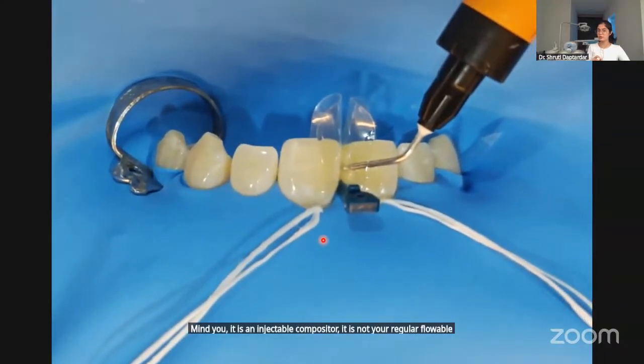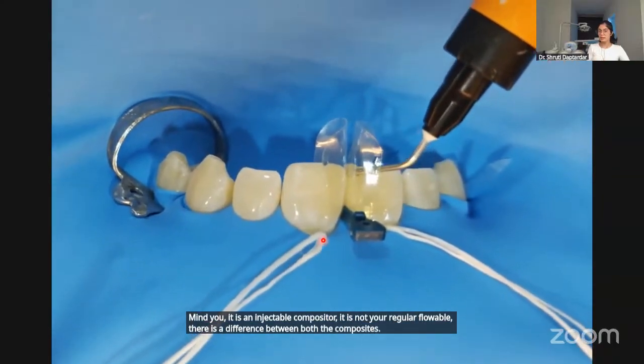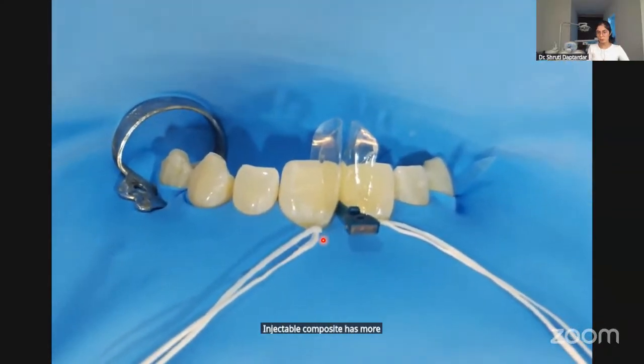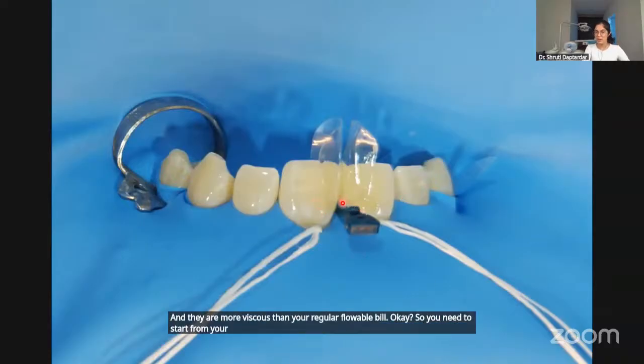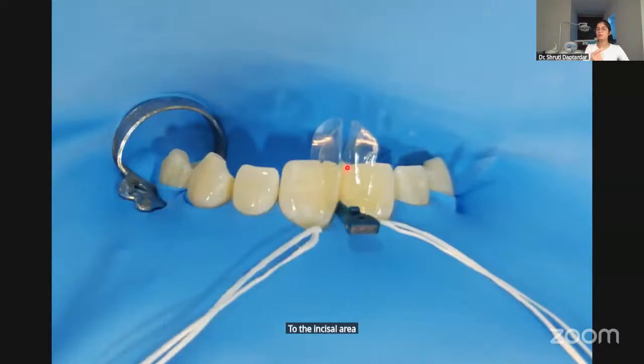There is a difference between both the composites. Injectable composite has more filler content. They are stronger, they have better polishability, and they are more viscous than your regular flowable. Okay, so you need to start from your cervical area and move to the incisal area in one motion. Similarly, inject on the palatal side.